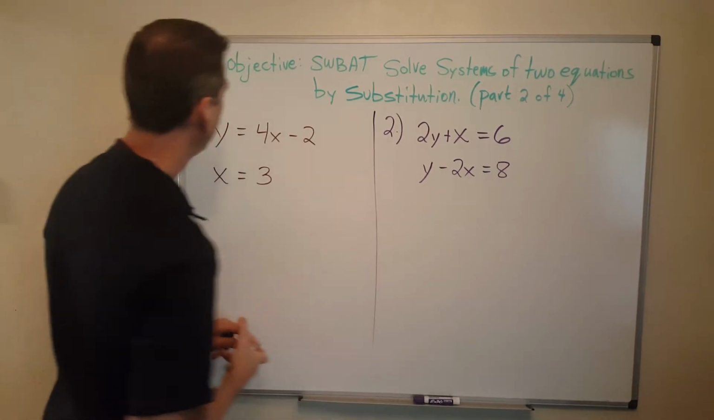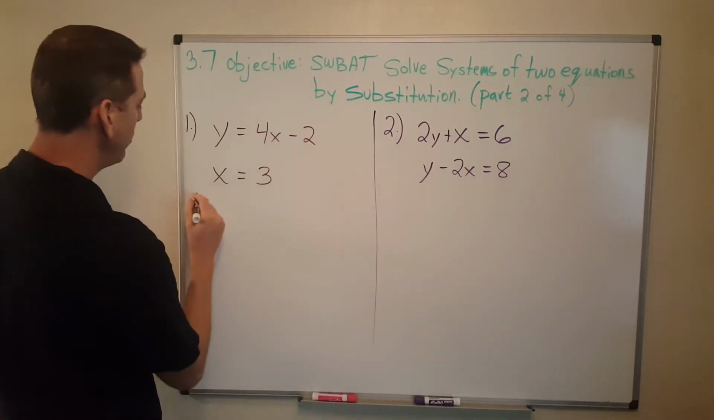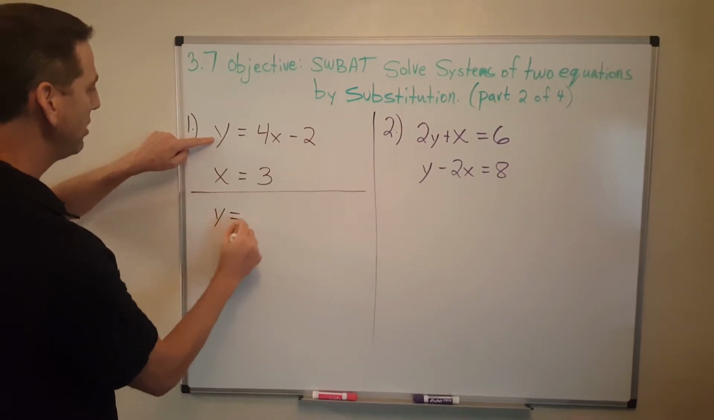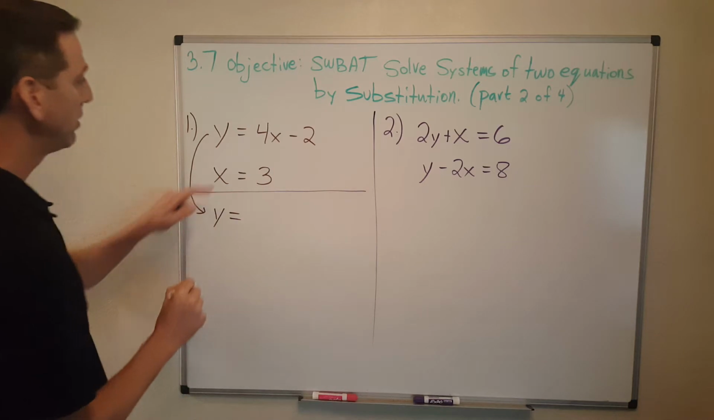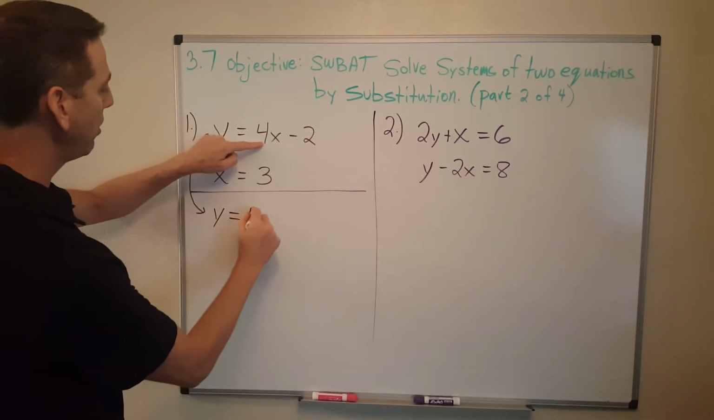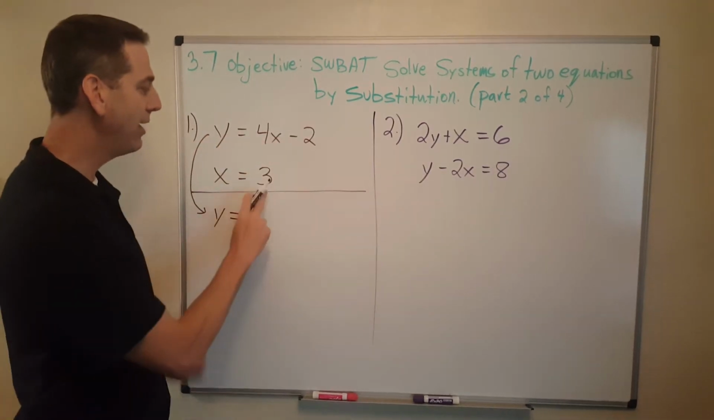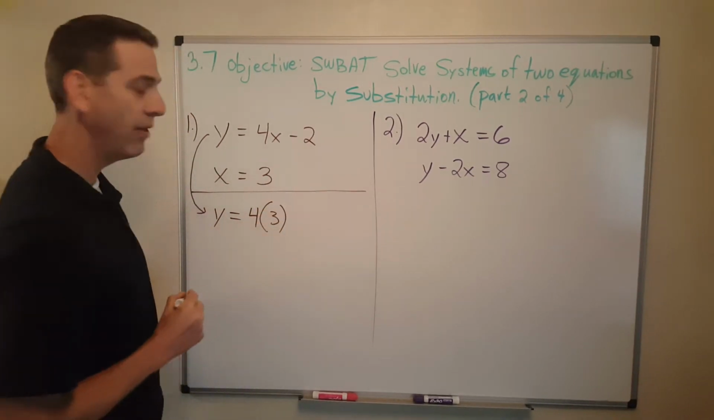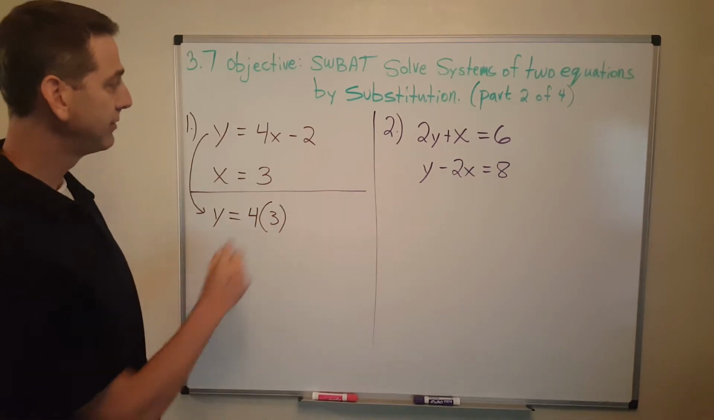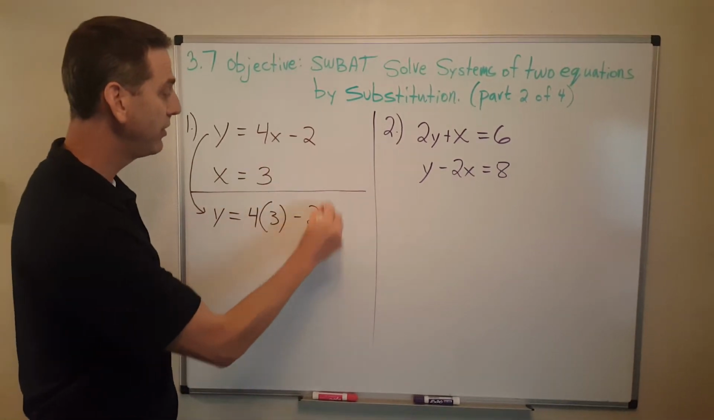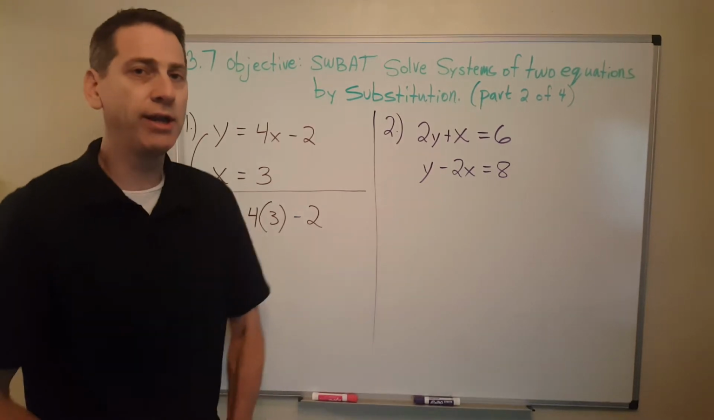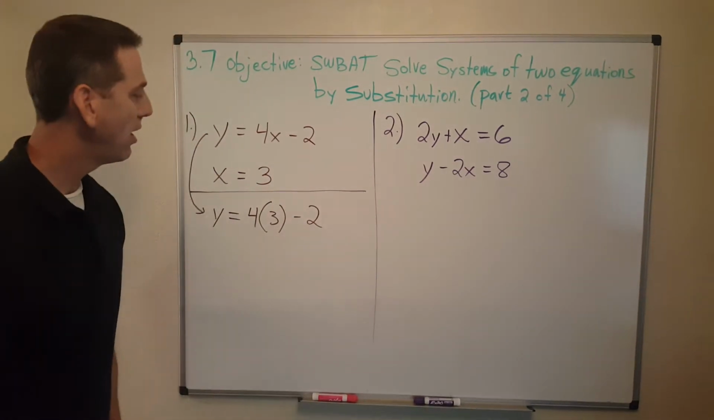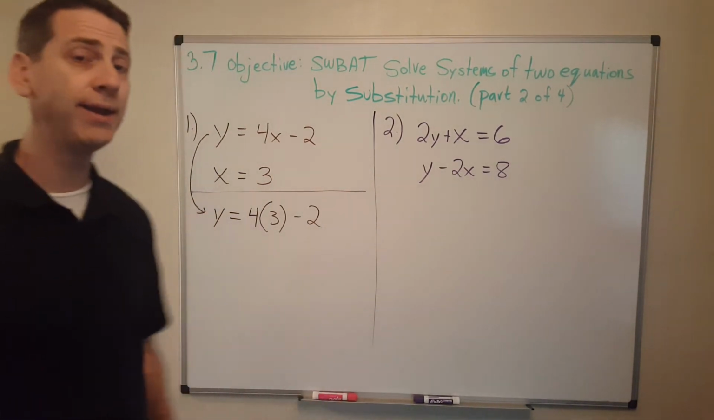So let's bring that all down here. y equals 4 times x. And I know that x equals 3. So I'm going to substitute the 3 in there for the x. And then I have to bring down the minus and the 2. You see that? All I did was substitute the 3 for the x. Substitution.